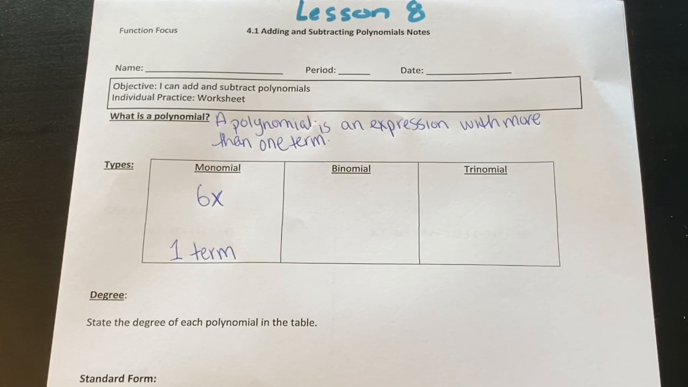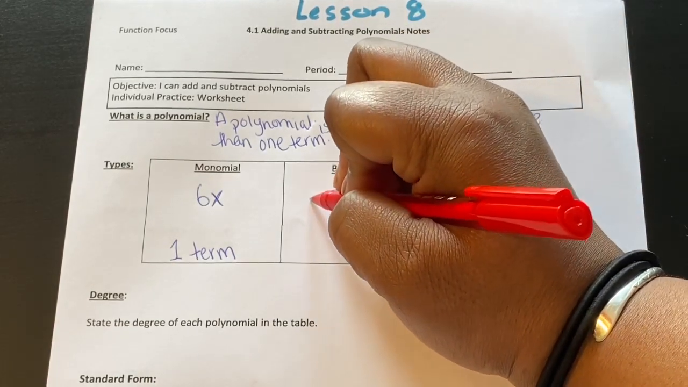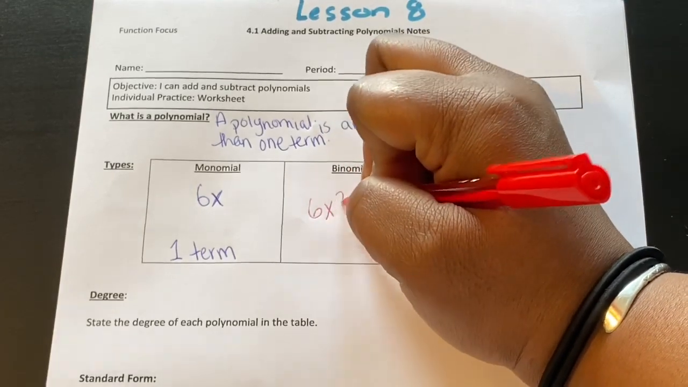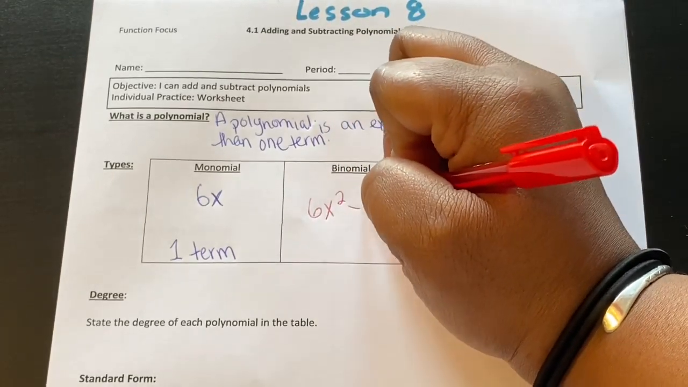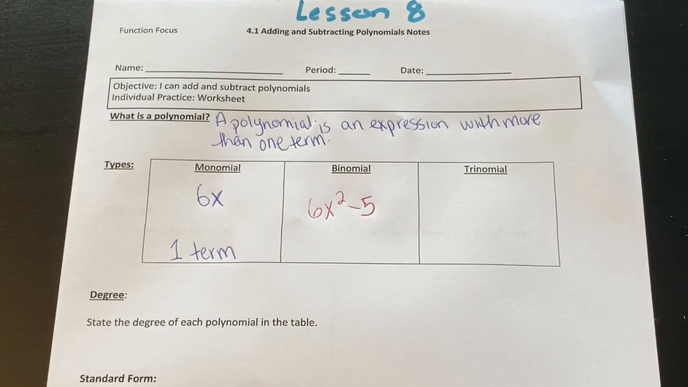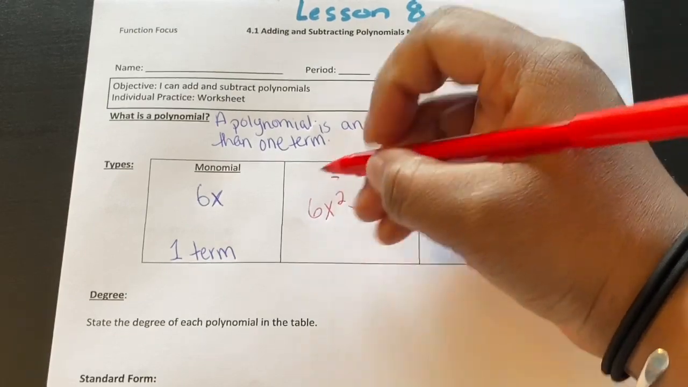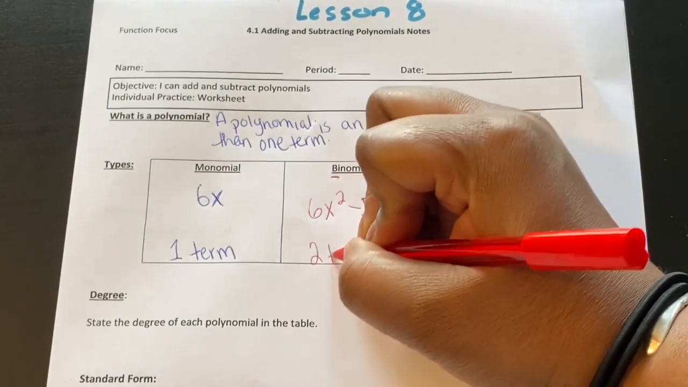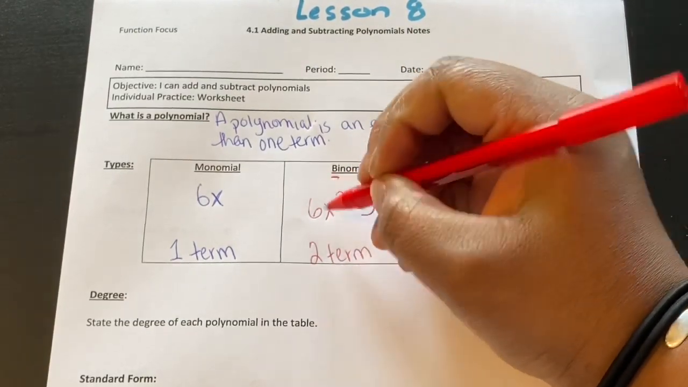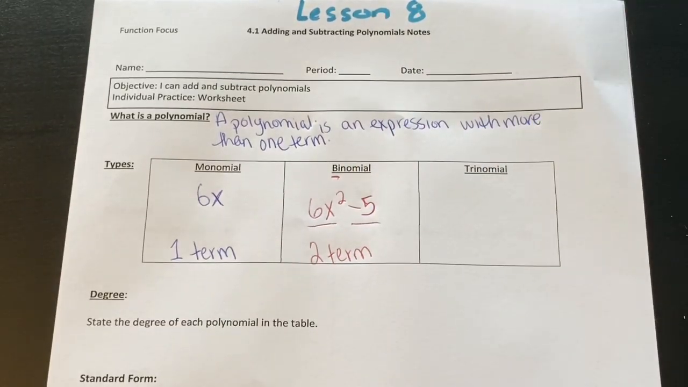Then we have a binomial. For example, 6x squared minus 5. It's called a binomial because it has two terms. The first term being 6x squared, the second term being negative 5.